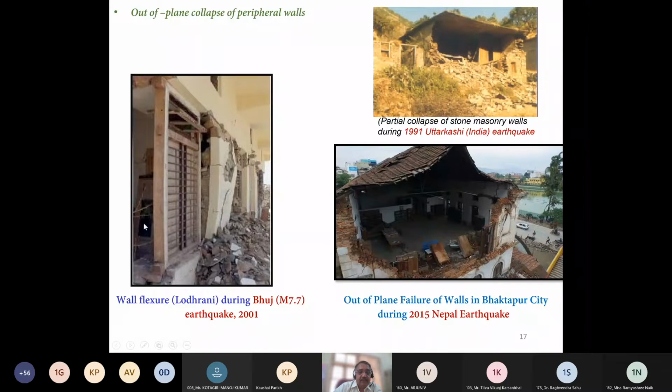This is wall flexure, failure of the wall, bending in this, during the Bhuj earthquake. Partial collapse of stone masonry walls, you can see here. This is the 1991 Uttarkashi earthquake. Similar damage, you can see out-of-plane failure of a wall in Bhaktapur city during the 2015 Nepal earthquake. So masonry structures here are without bands.